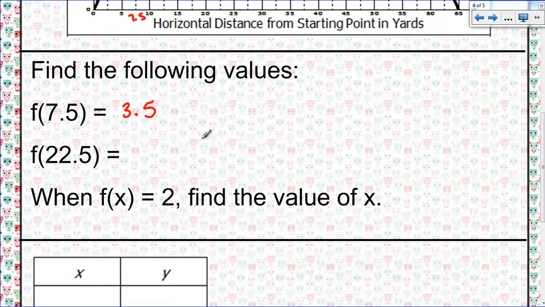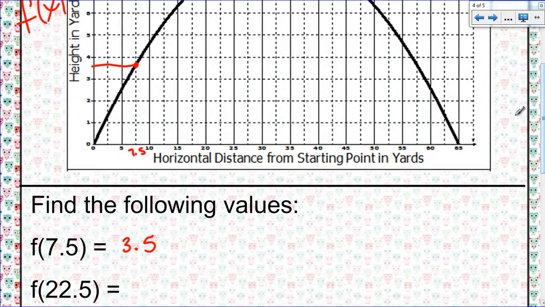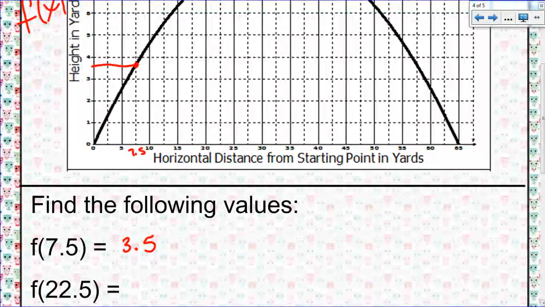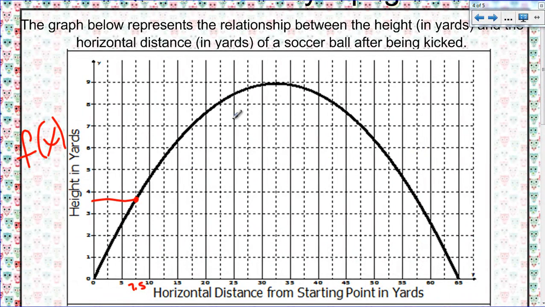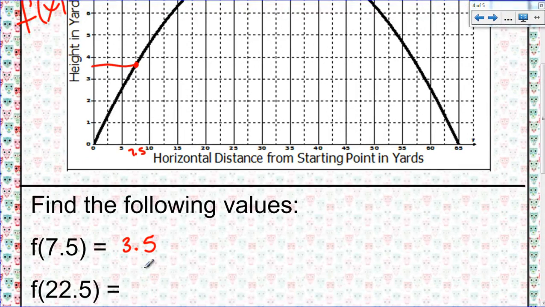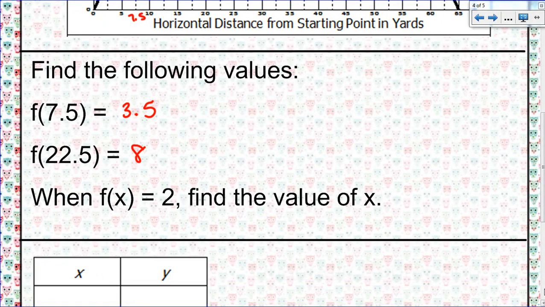Then they ask for f of 22.5. Well, here's 20, so 22.5 is right there in the middle. Just scoot up a little more. So right here, it hits about 8. It's a little bit more than 8, but it's close enough that I'm going to call it 8. Okay? Now the last question says, when f of x equals 2, find the value of x.